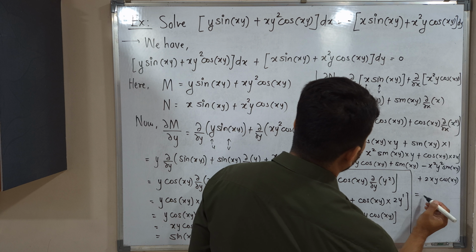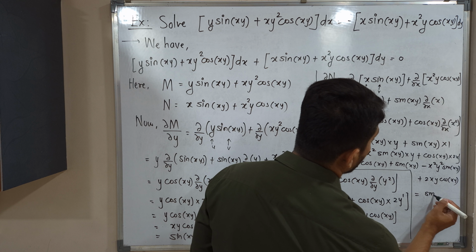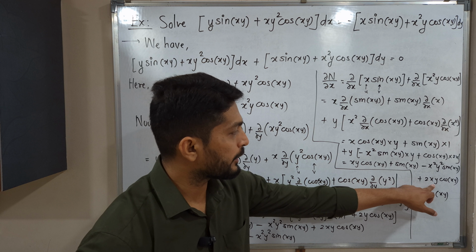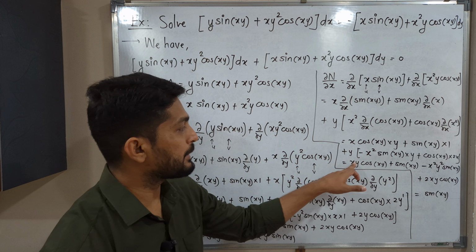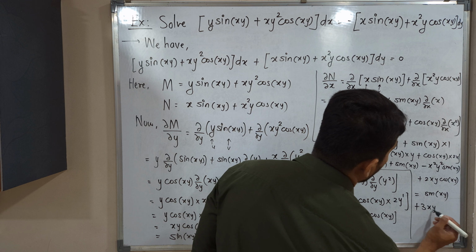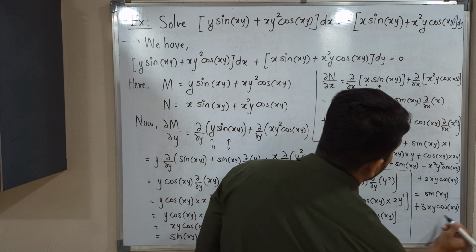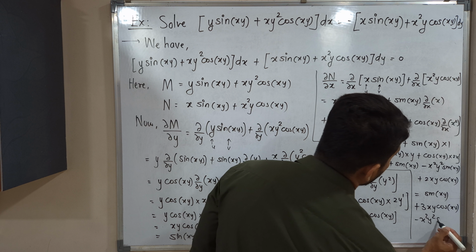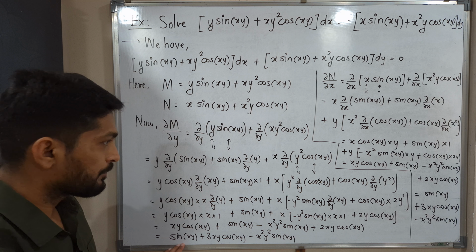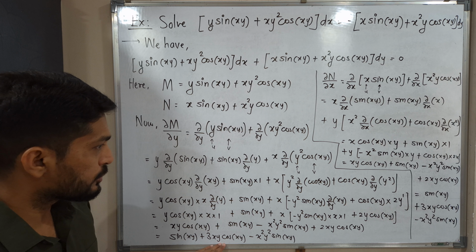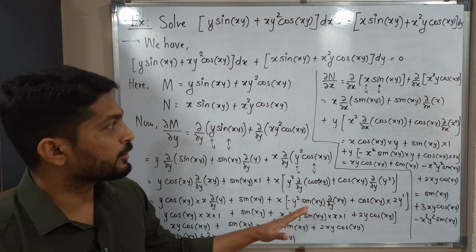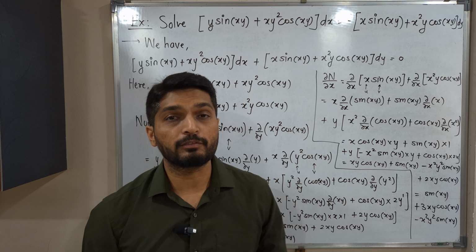So finally what will you get? The term xy cos xy appears one time and 2xy cos xy appears two times, so 1 plus 2, total 3xy cos xy, and this minus x square y square sin xy. So let us check whether both are the same or not. Yes, 3xy cos xy, the second term is also the same, minus x square y square sin xy. Though both partial derivatives are the same, so we can declare it is an exact differential equation.